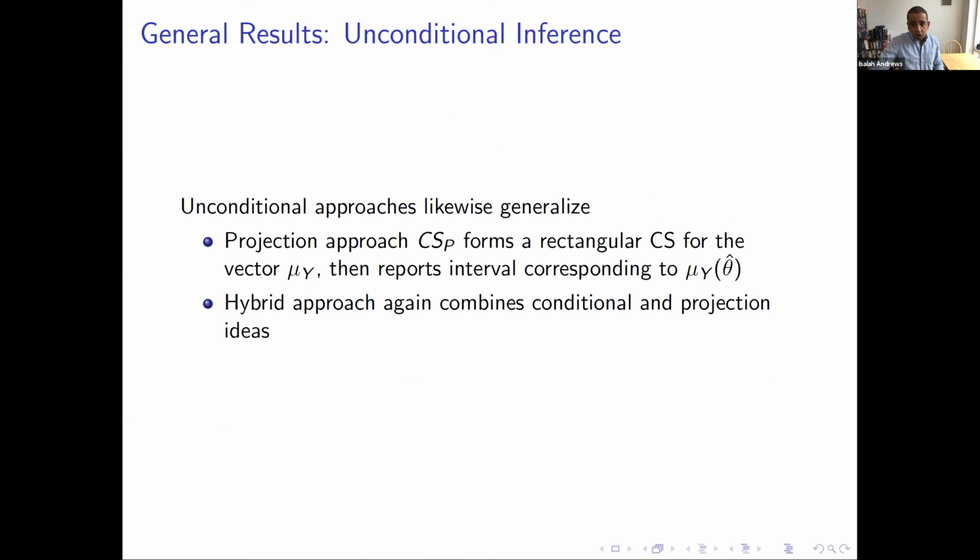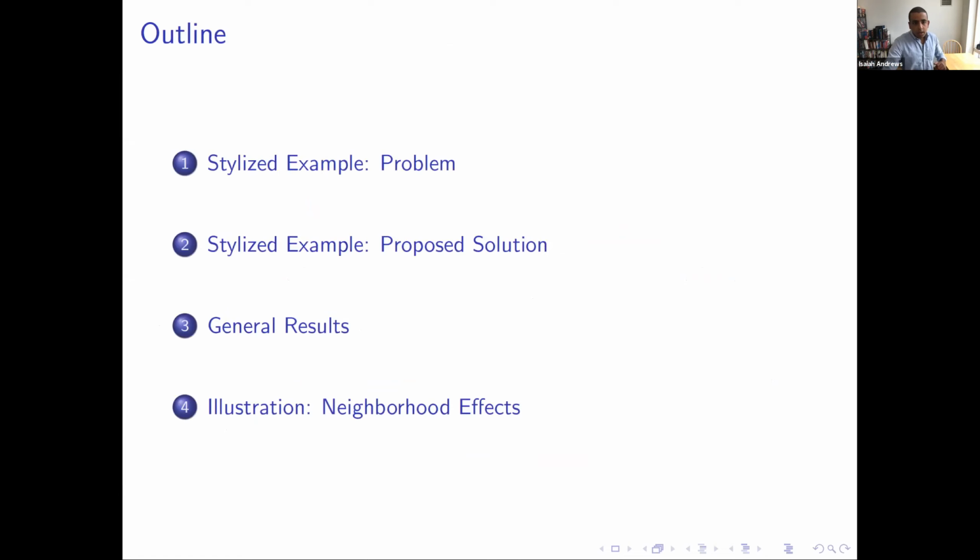Next, we can also generalize our results for unconditional inference. For unconditional inference for the projection approach, we'll again just form a rectangular joint confidence set for the full vector mu y, and then report the interval corresponding to the parameter of interest mu y theta hat. And again, the hybrid approach is just going to combine the conditional and projection ideas, exactly analogous to the toy example before. So that's a quick sketch of our results for the more general setting.